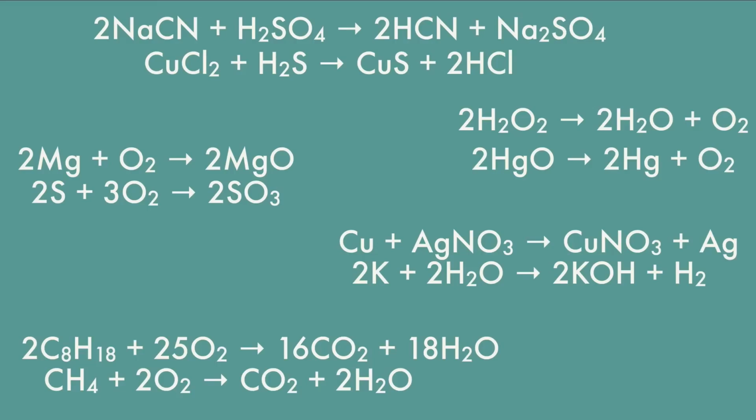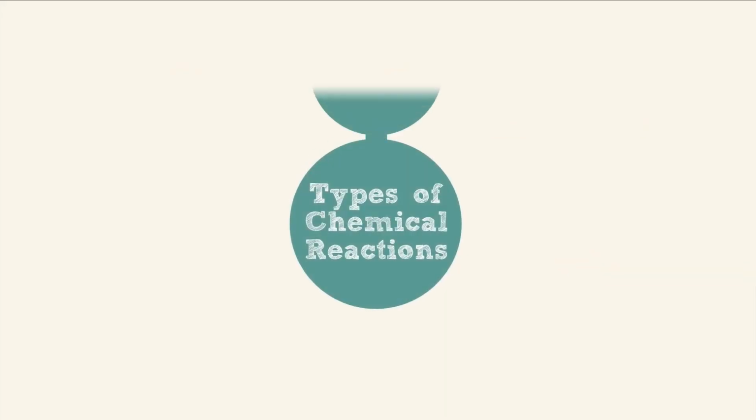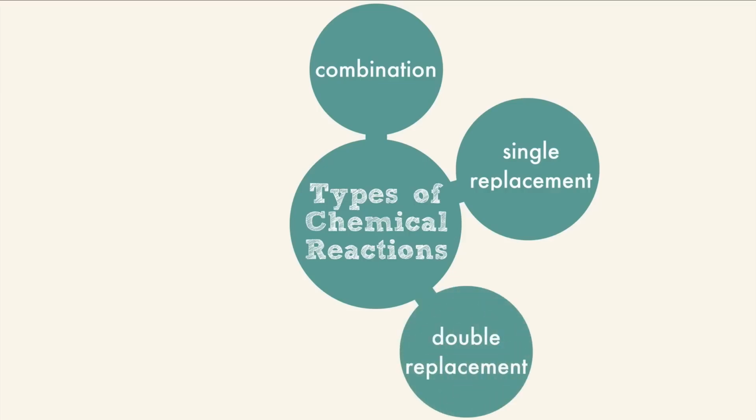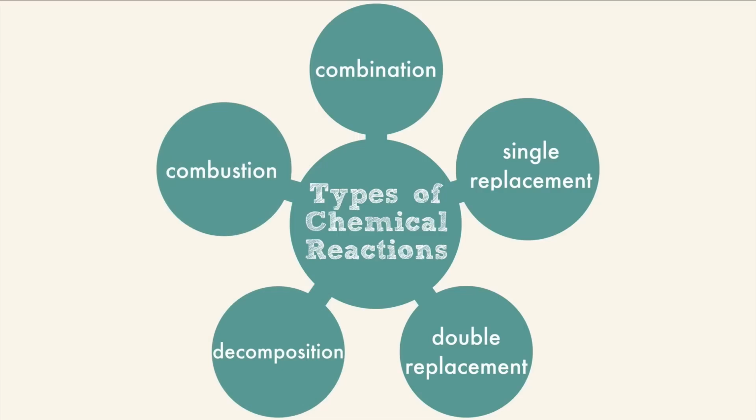chemicals might react. There are 5 main types of chemical reactions: combination, which is also known as synthesis; single replacement, or single displacement; double replacement, or double displacement; decomposition; and combustion. Now, not every reaction falls perfectly into one category. Sometimes a reaction falls under 2 categories, but there are some very key features of each of these categories.